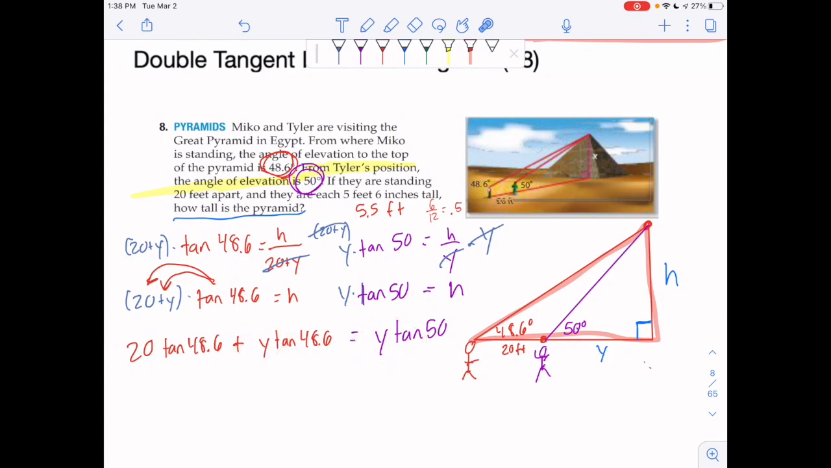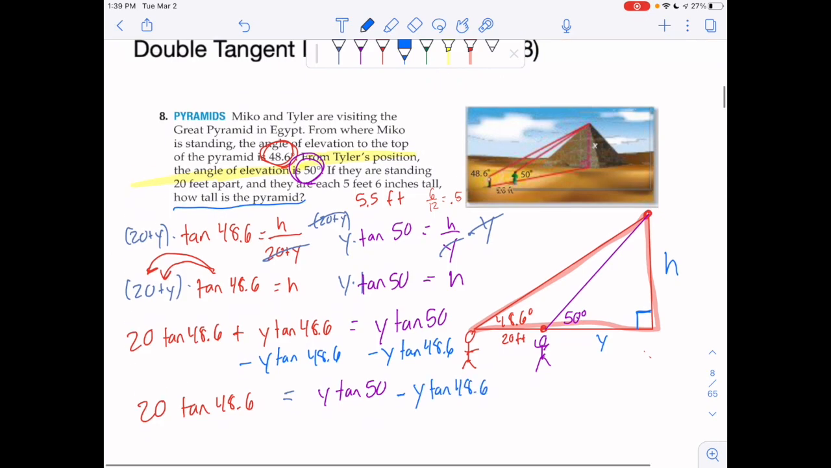Okay, so now you need to move all the variables to one side. So let's move this over here. In order to do that, I need to subtract y tangent 48.6 from both sides. So on my left side, I have 20 tangent 48.6. This here should equal y tangent 50 minus y tangent 48.6.